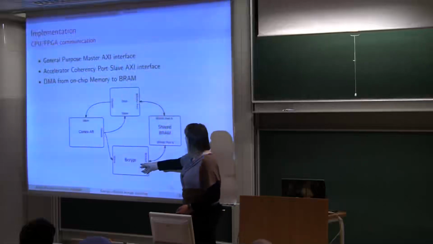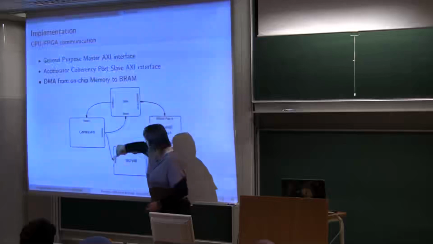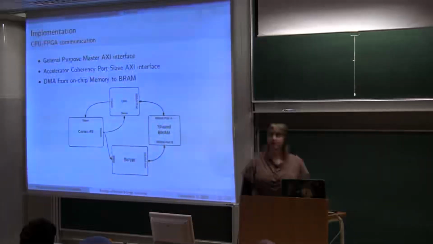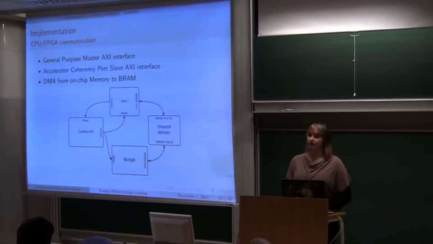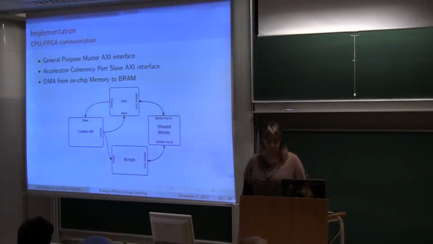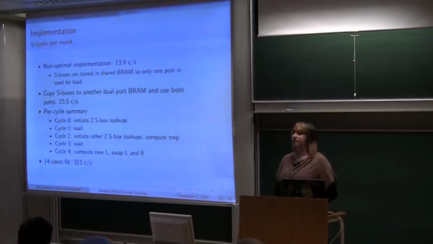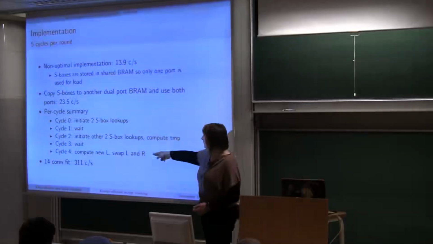Bcrypt reads data from shared BRAM and communicates with the Cortex on this master-slave port, where the Cortex can read software-accessible registers in bcrypt to control the state machine, to control the actual beginning of computation and to wait for the end of the computation. So the first implementation was 5 cycles per round, done as is summarized here.